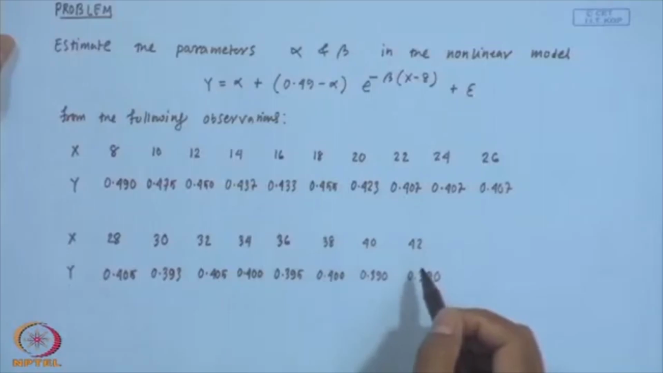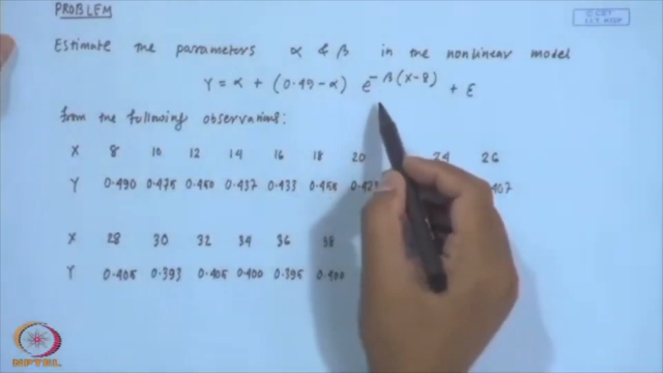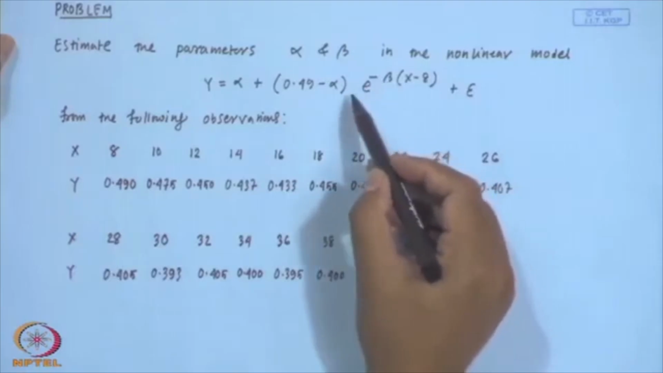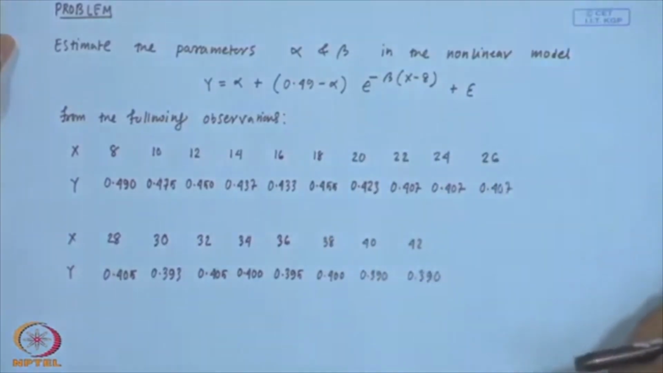And this one is a nonlinear model because it is a nonlinear function of the parameters alpha and beta. Okay. So, now we will be solving this problem.